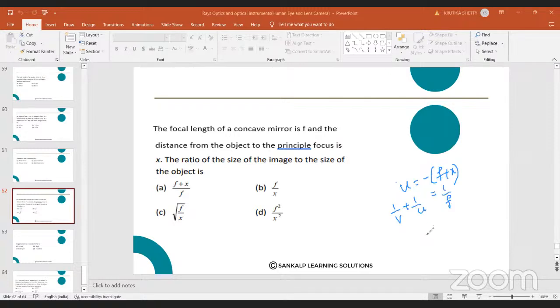Here the object distance I have taken, so it is 1 by v minus 1 divided by f plus x, which is equal to minus 1 by f. What we need is v, so 1 by v is equal to... transfer this and simplify, you will get it as option B. Option B is correct. Yes, so all are getting the answer. Very good.